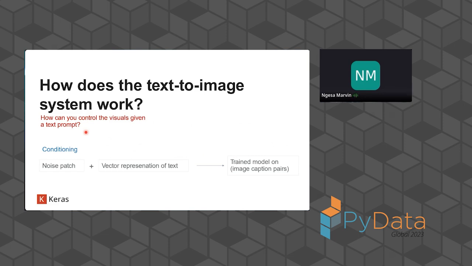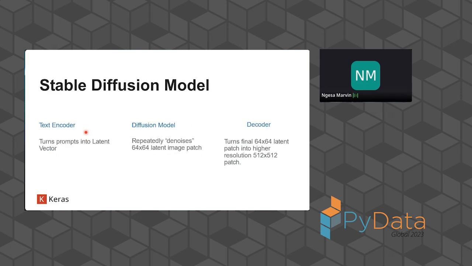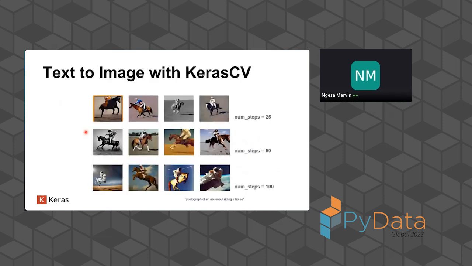So you have a prompt vector, then concatenate the prompt vector with a noise patch. Once you do so, you run a model on top of it to denoise it over a series of steps until you end up with a particular result. And then you have another decoder that turns the low resolution image patch into a high resolution image patch.